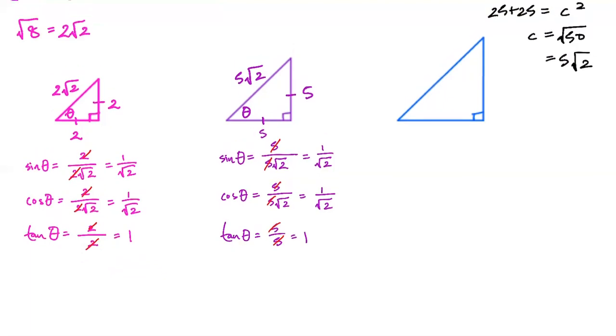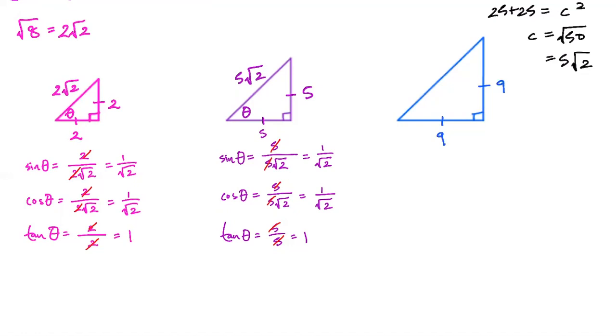Okay. Let's do one last one with the one in the blue. So this time, let's say I've got an isosceles right triangle, but this time the side lengths are 9 and 9. How big is the hypotenuse?